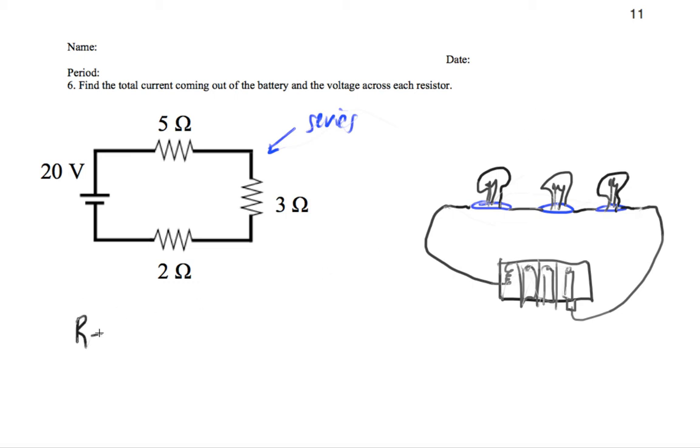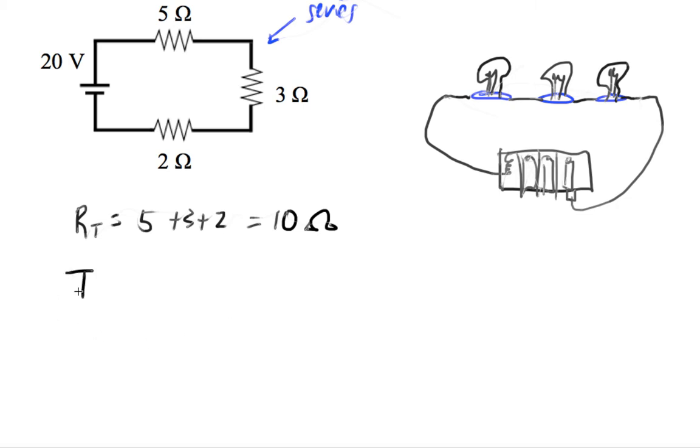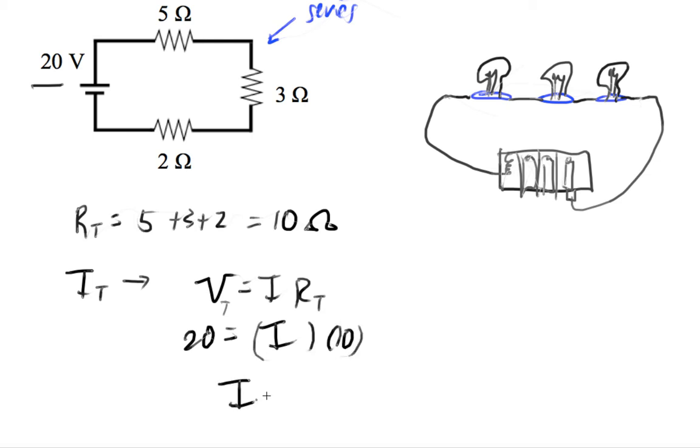Now, when you have light bulbs connected in series, the total resistance is given by adding them up. So we have 5 plus 3 plus 2 ohms, which is 10 ohms total of resistance. So if we want to get the total current, we're going to use the formula V equals I times R total. V total is 20. That's given here. And R total is 10. So our current ends up being 2 amps worth of current.